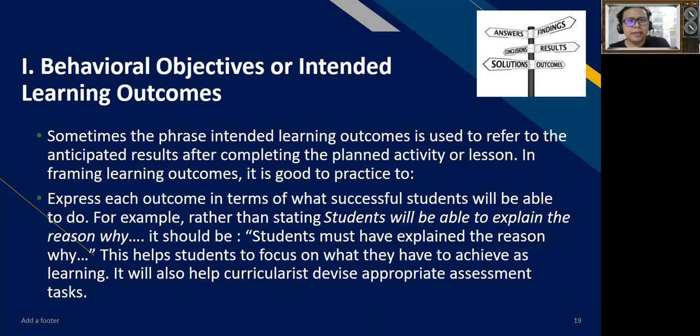Sometimes, the phrase intended learning outcomes is used to refer to the anticipated results after completing the planned activity or lesson. In framing learning outcomes, it is good practice to express each outcome in terms of what successful students will be able to do. For example, rather than stating students will be able to explain the reason why, it should be students must have explained the reason why, because we are referring here to the anticipated results after completing the planned activity. This helps students to focus on what they have to achieve as learning, and it will also help curricularists devise appropriate assessment tasks based on the outcome.